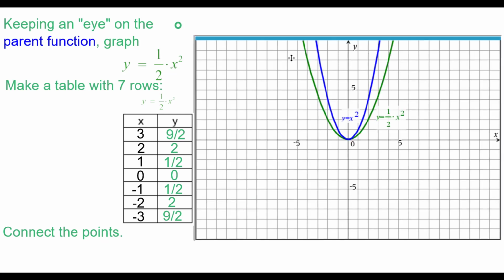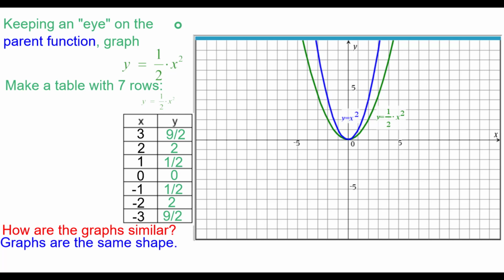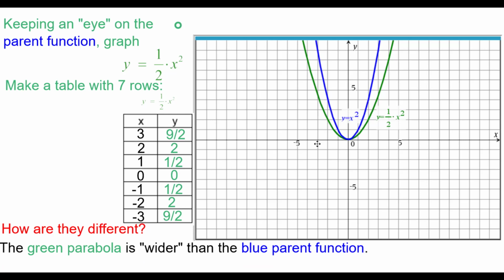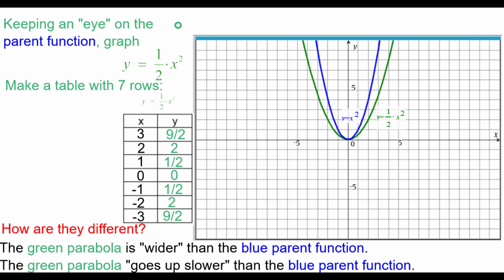And it looks like another parabola. y equals 1/2 x squared in green there. So again, how are the graphs similar? They do have the same shape. How are they different? Again, I'd like you to go ahead and press pause until you finish figuring that out. The green parabola is wider than the blue parent function in this case. We could also say that the green parabola goes up slower than the blue parent function because of that 1/2.